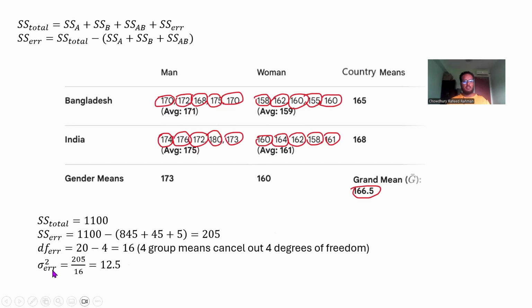Finally we can get the sigma square error, which is equal to 12.5. Now that we know everything, we know sigma square A, sigma square B, sigma square AB, and sigma square error, we can very easily get the F values, FA, FB, FAB, we can get the P values, and we can get our 3 significance results. And that is how the two-way ANOVA test is done, my friends.